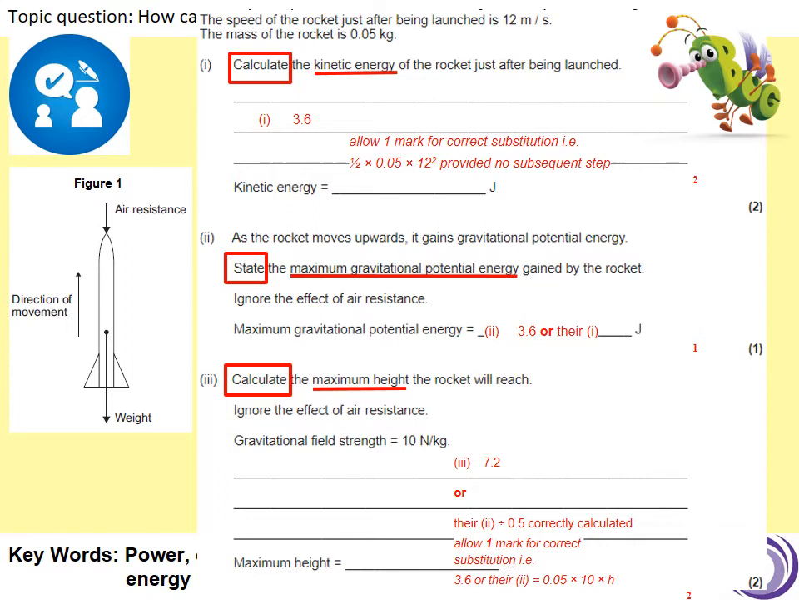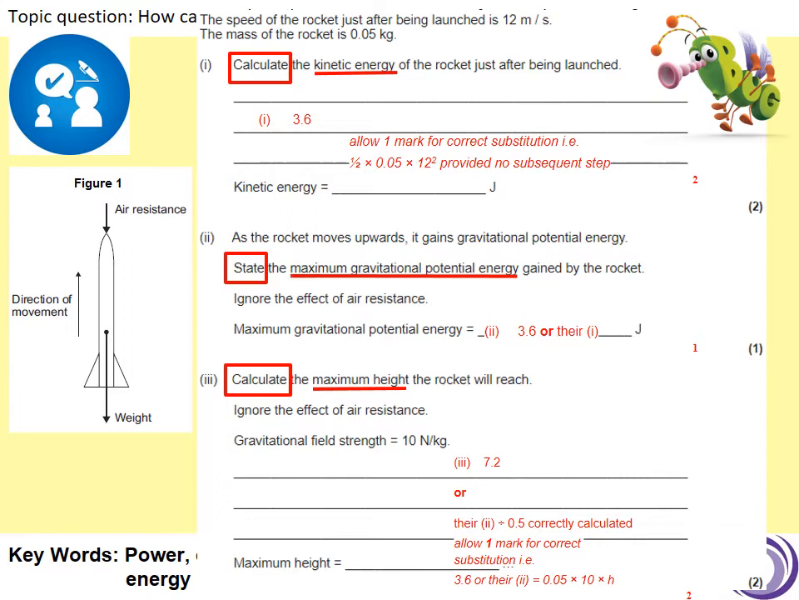If you didn't get 3.6 for part 1, that's okay. If you just write the same answer that you had for part 1, you would still get a mark for that. And then part 3, you have to use your gravitational potential energy equation for this one.